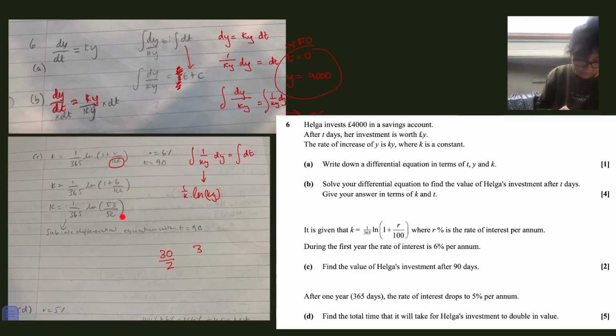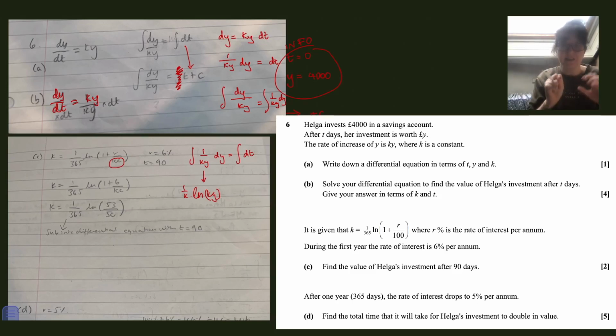You have simplified that, so now you know what K is. Sub it into the differential equation with T is 90. Exactly. You've got your differential equation. It had a plus C, but we used the information to find the C. Now they tell you what K is with an R, then they tell you what R is, so you put the R in, now you've got the K, you put that in your differential equation, and then it says what is the value of the investment after 90 days.